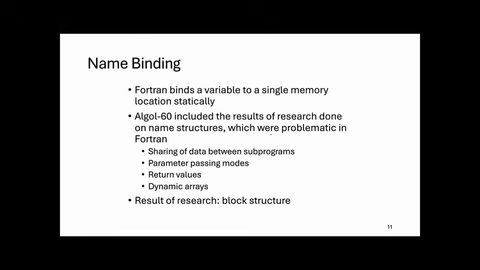So when Algol was developed, they studied this, and a lot of research was done on name structures. They found it very problematic how the data was structured and how name binding happened inside Fortran. They found it problematic because of how data sharing between subprograms happened, the parameter passing mode it had, how return values happened, and having dynamic arrays. The result of that research, included in Algol 60, was something called block structure.